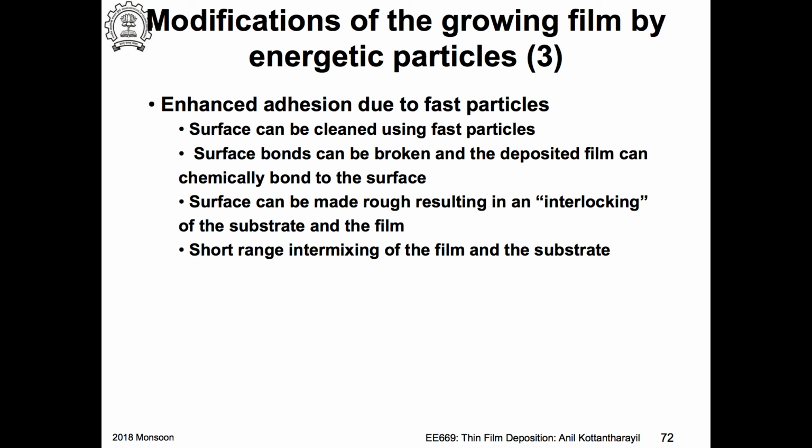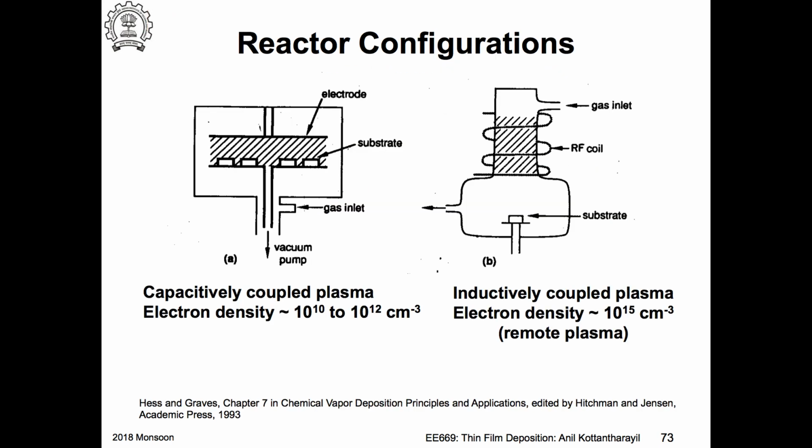Okay, so now some reactor configurations. This is what we were discussing: you have these two electrodes, and this is a capacitively coupled plasma system. This is an inductively coupled plasma system. So you have a chamber, and this tube goes up, and there are RF coils wound around it. You apply RF power here, and that will create a plasma.